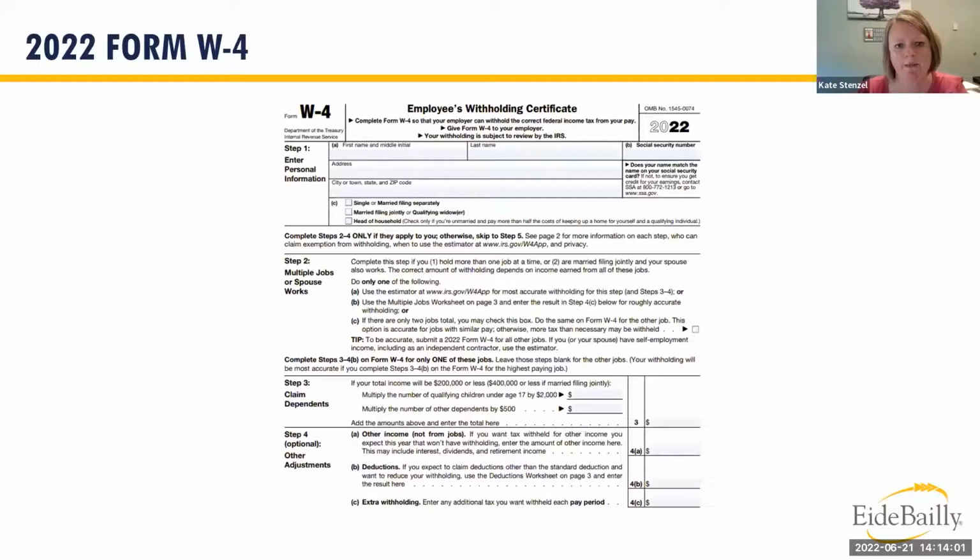We'll discuss a little bit later, but each state could potentially have their own W-4 form as well. So this is the federal W-4 form for this one.